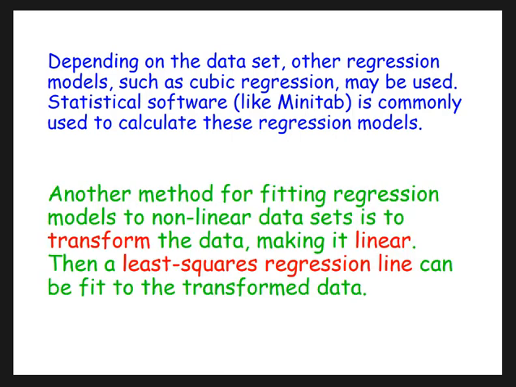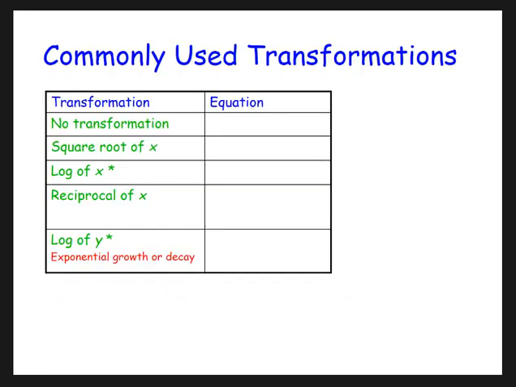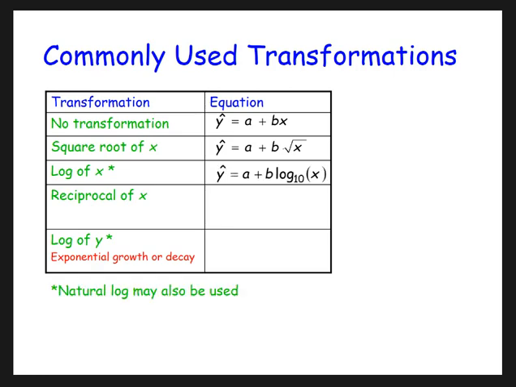Another method for fitting regression models to nonlinear data sets is to transform the data, making it linear. So that quadratic data set maybe would do a square root to make it into a linear data set. If there's no transformation, the equation is y equals a plus bx. If you take the square root, it becomes y equals a plus b times the square root of x. If you do the log, it's log of x. Reciprocal, it's 1 over x. Log of y, of course, puts the log on the y. You may also use natural log rather than the log base 10.